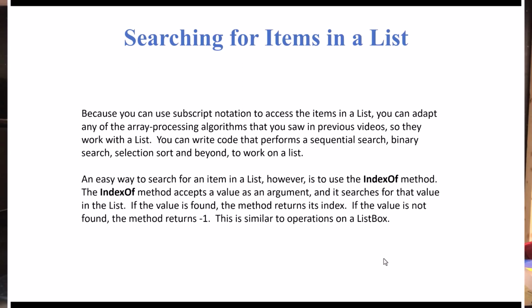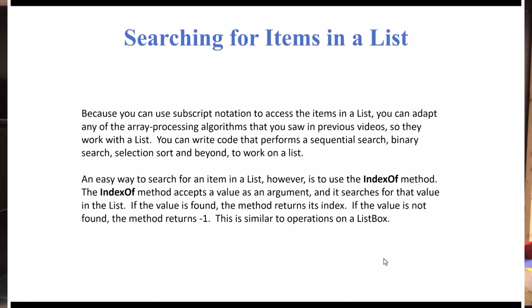An easy way to search for an item in a list, however, is to use the index of method. And that's what I'm going to use in my anything database. The index of method accepts a value as an argument and searches for that value in the list. If the value is found, it returns that index. So you've got that index and you know what record you're at. If it's not found, it returns a -1.